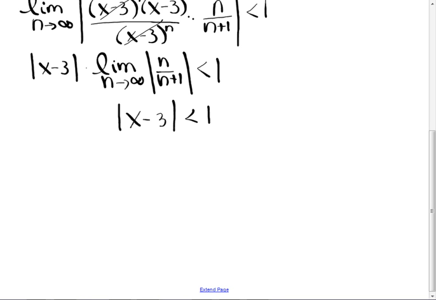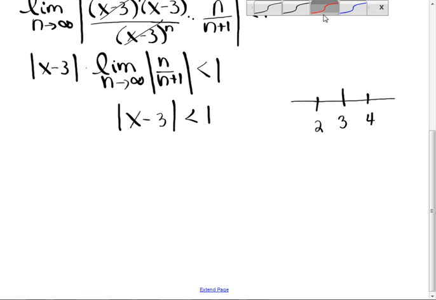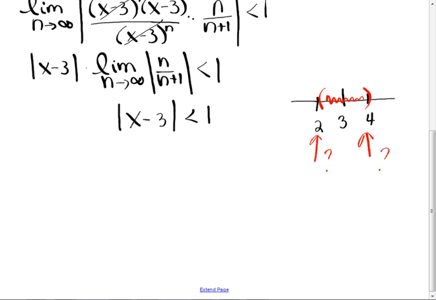So let's look at it geometrically for a second. It says the distance away from 3 will be 1 unit. I don't know if you ever thought of it this way. It will converge provided I'm within 1 unit of 3. So it's going to converge between here and here. But the problem is, what happens at 4 and 2? Those are the endpoints. Always test the endpoints, even if you test them wrong.